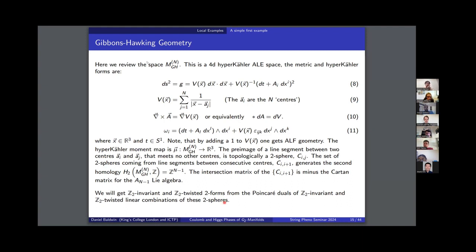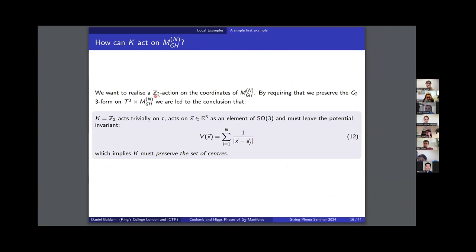Okay, so we want to realize this Z2 action on the coordinates of n-centered Gibbons-Hawking space. And by requiring that we preserve the G2 structure on T3 times Gibbons-Hawking space, we're led to the conclusion that the Z2 must act trivially on t. It must act on the R3 coordinates of Gibbons-Hawking space as an element of SO(3), and it must leave the potential V invariant. And leaving the potential V invariant occurs if and only if K preserves the set of centers. So just in summary, Z2 must act on Gibbons-Hawking space as an element of SO(3) on the R3 coordinates, and it must send all of the centers into themselves somehow.